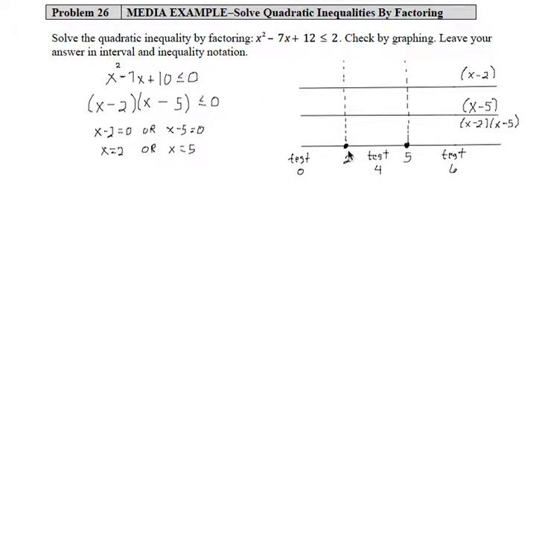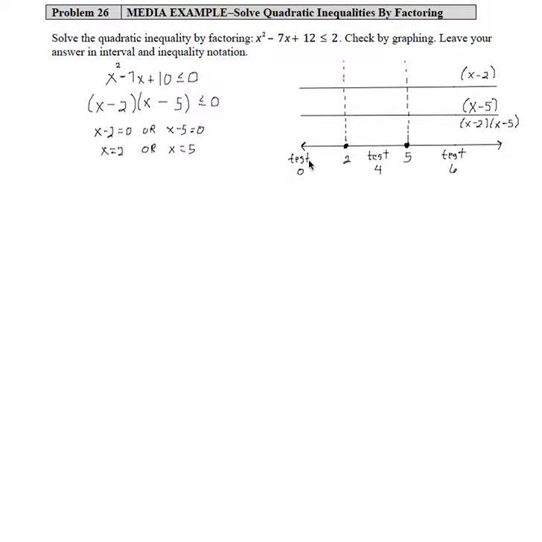So what I did was I took the 2 value and the 5 value, and those are going to divide my real number line, which is this part right here, into 3 regions. A region from negative infinity to 2, a region between 2 and 5, and a region from 5 to infinity. And I want to find the region or regions where this product of these two factors is less than or equal to 0. So I'm going to do that by looking at the sign of each of the factors in those regions and then multiplying those signs to get the sign of the product.